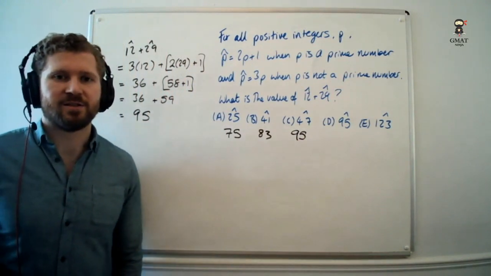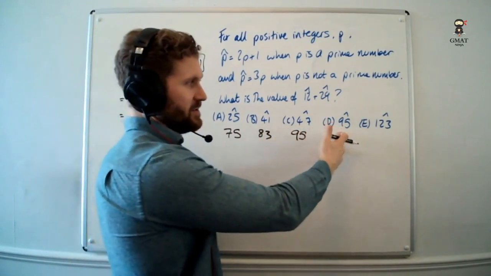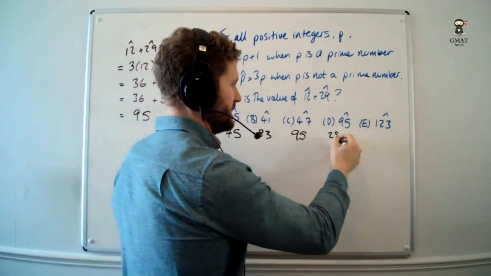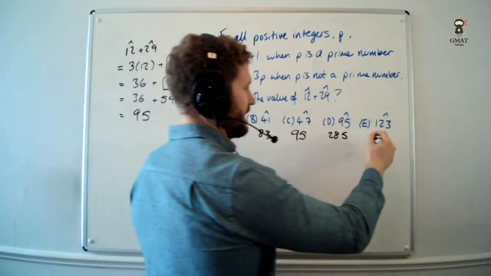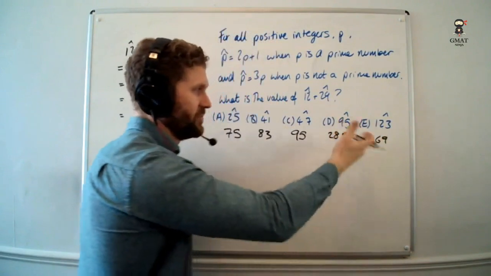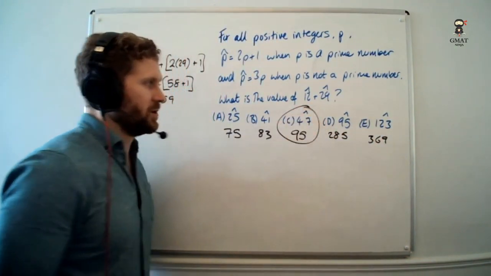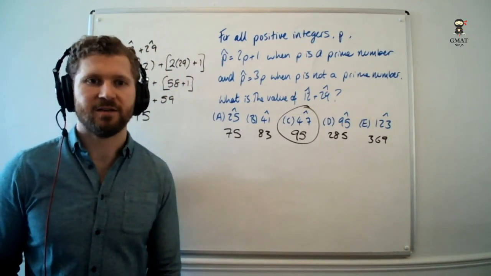And so that's the answer that I'm really looking for here. This is going to be 95. 95 is not a prime number, so I would multiply that by 3 and I would get 285. And 123 is also not a prime number, so I'd multiply that by 3 and get 369 if you wanted to carry this one right through to the end and just make sure. But as soon as we hit that 95, we're going to find out that the answer here is C.